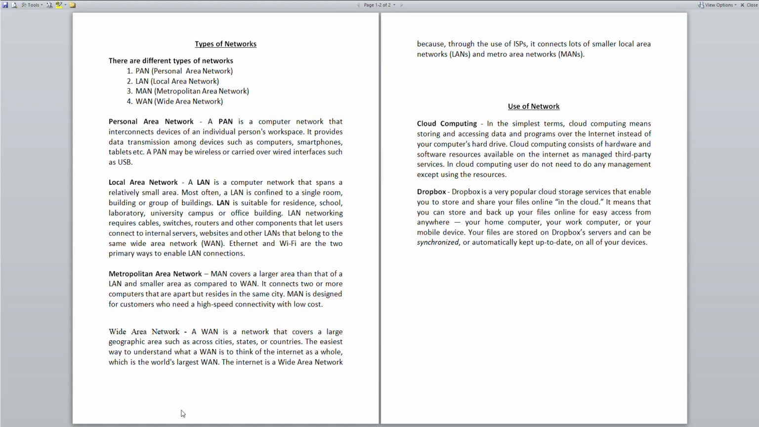In cloud computing, users do not need to do any management. Let's say you are a user. You should not be bothered about the management of that. The only thing is, you just use it. You are an end user. Someone else, maybe a company or maybe individuals, is managing it, from anywhere, from any part of the world.